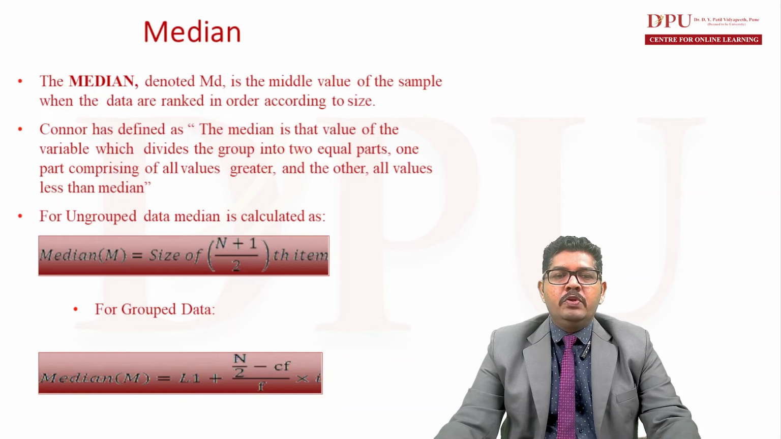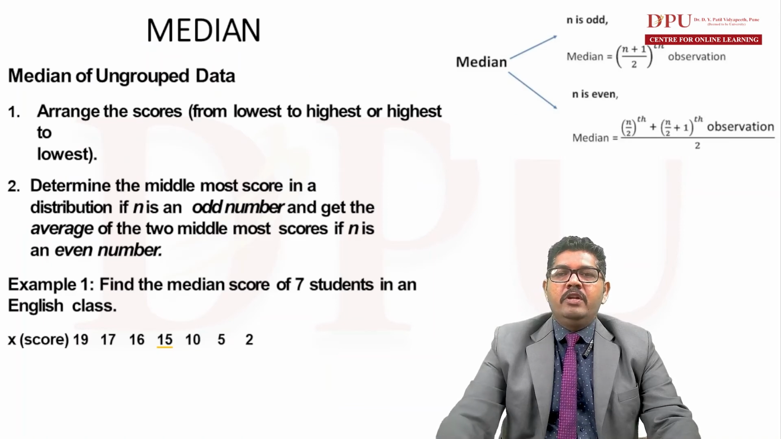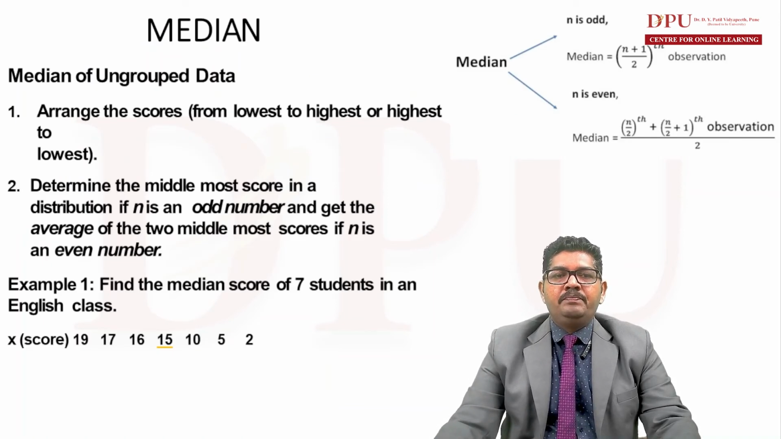Median is equal to the size of (n plus 1) divided by 2 th item. And for grouped data we have median equal to L1, which is the lower limit of the median class, plus (n by 2, that is the number of observations divided by 2, minus cumulative frequency) divided by frequency, multiplied by class width. We are going to learn how to calculate it. So median for ungrouped data is given here.